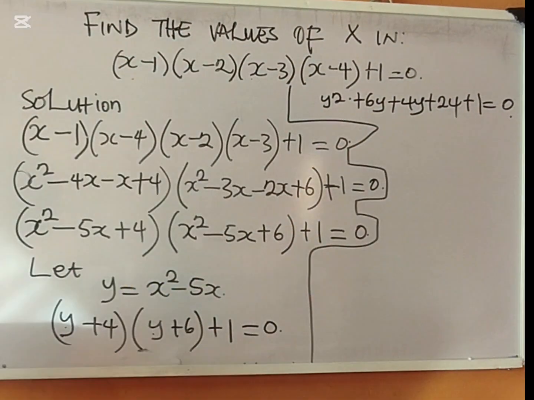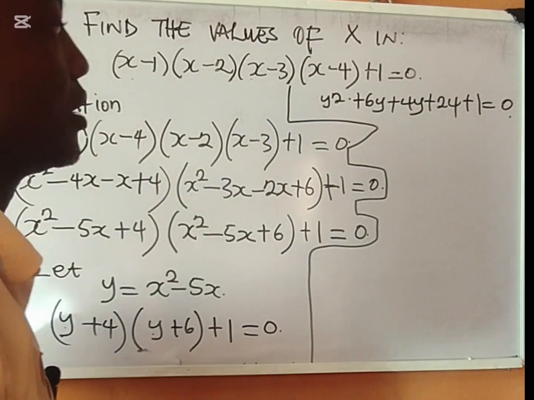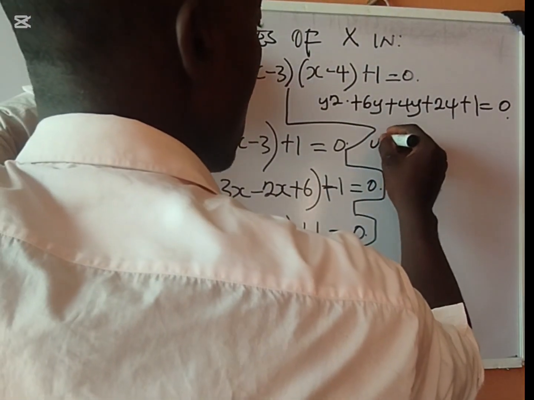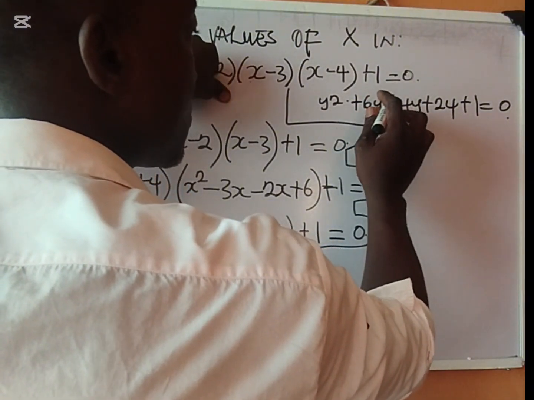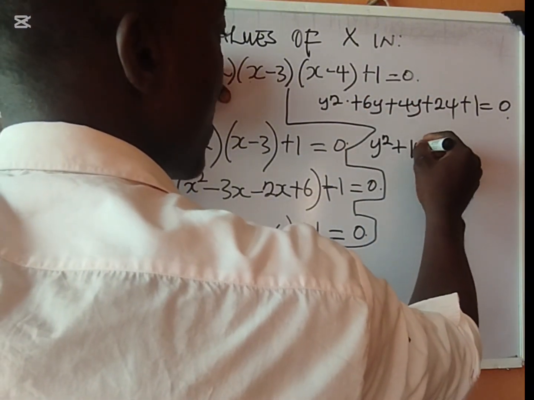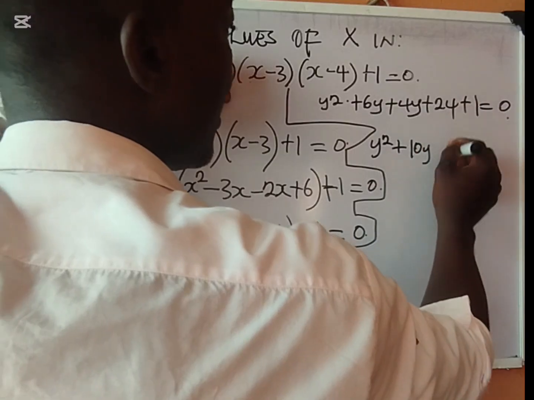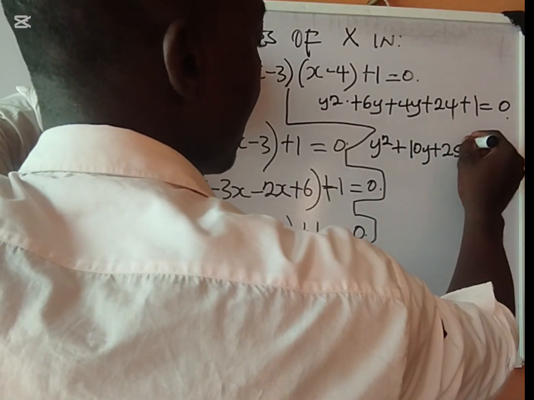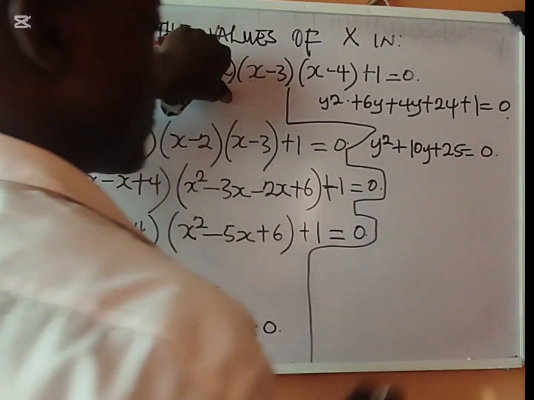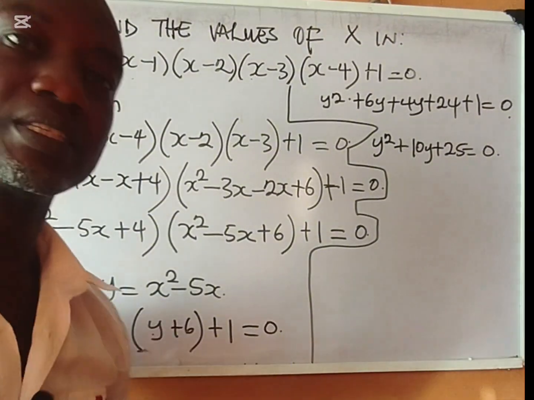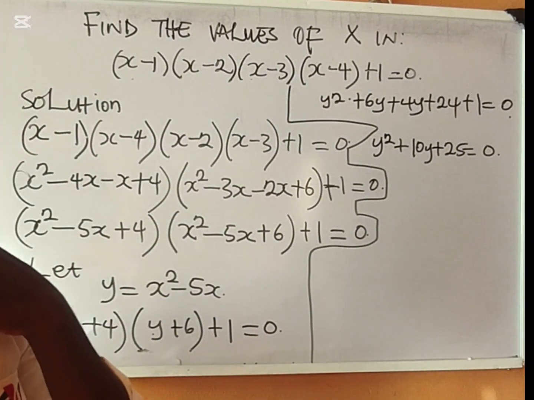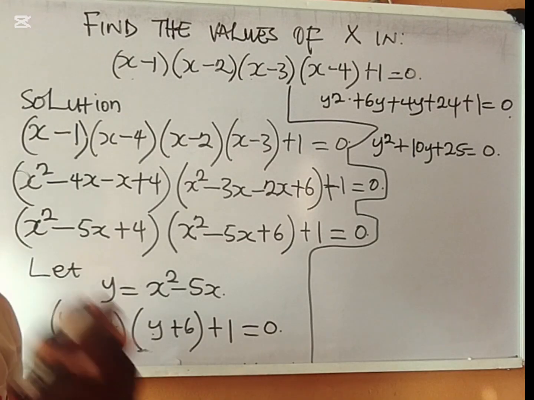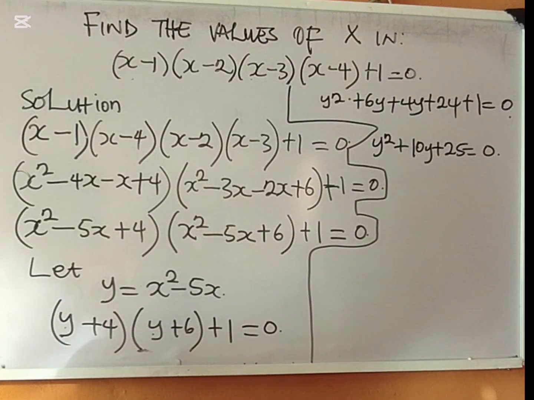So let me simplify this resulting equation. It will become y squared plus 6y plus 4y is 10y. This will be plus 25 is equal to 0. I have a quadratic equation in terms of y. So let's solve the quadratic equation in terms of y, and let's see if we can factorize it.